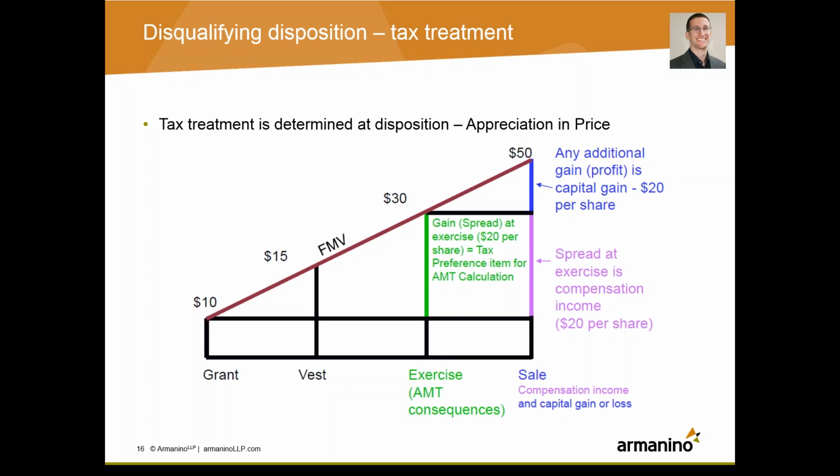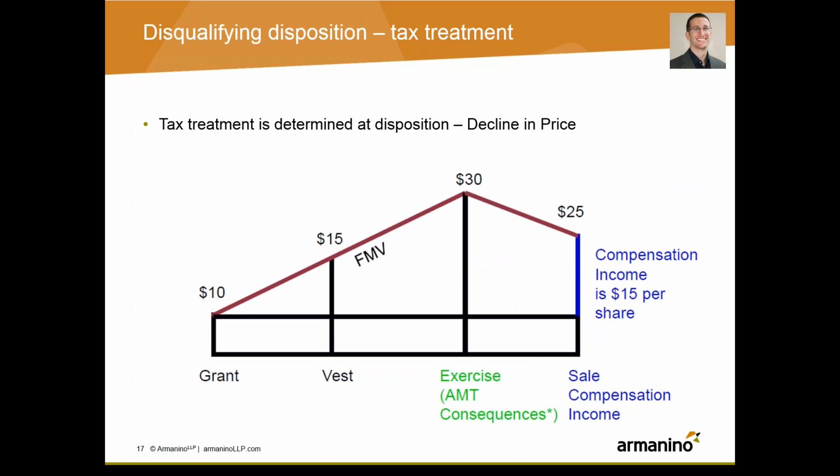Let's look at an example where the price goes down. Now the price has gone down from 30 to 25. Again, the same AMT impact at exercise, the $20. But now the price has gone down when they sell and they have a disqualifying disposition. The compensation income is now $15 per share. Again, that's W-2 income that you would have to report. So ultimately, the ordinary income that you have to report is the spread between the exercise price and the lower of the fair market value at exercise or sale. So in this case, the lower of is the sale price.